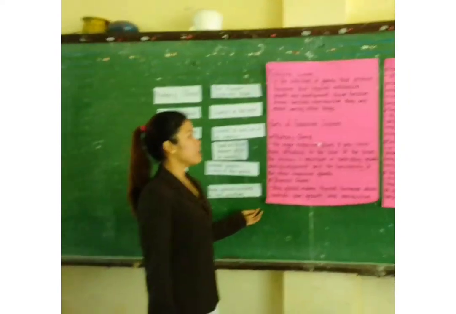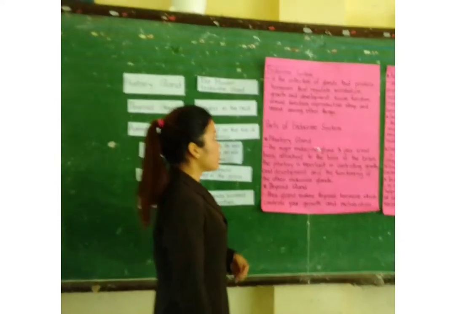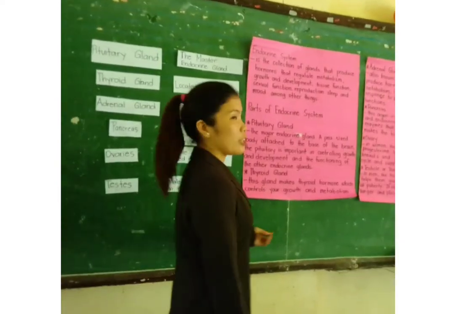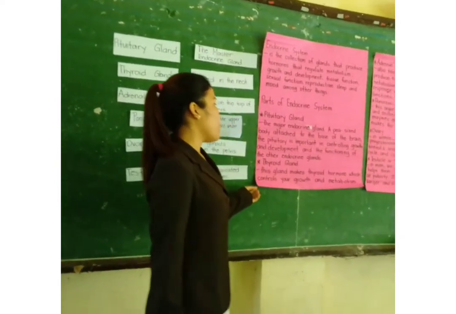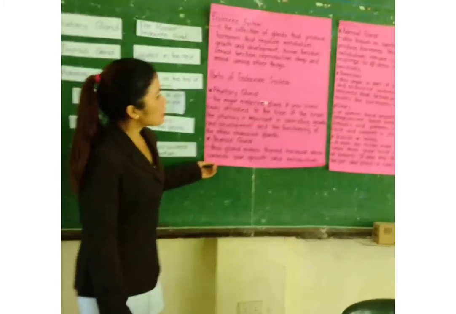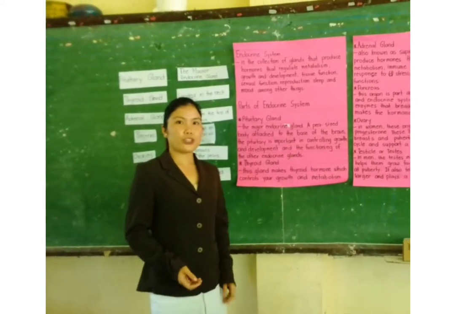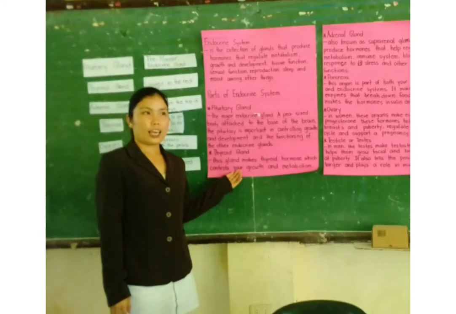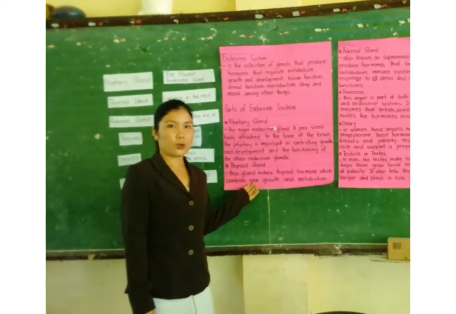First, we have the pituitary gland. The major endocrine gland, a pea-sized body attached to the base of the brain. The pituitary is important in controlling growth and development and the functioning of the other endocrine glands. It uses information it gets from the brain and tells other glands what to do.